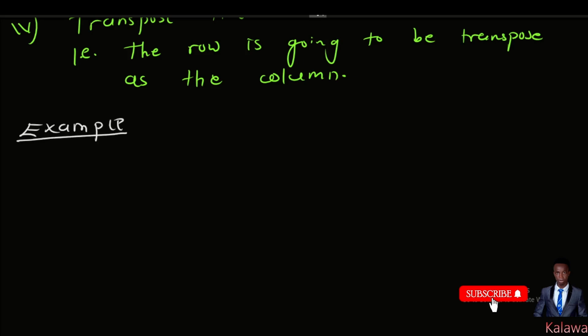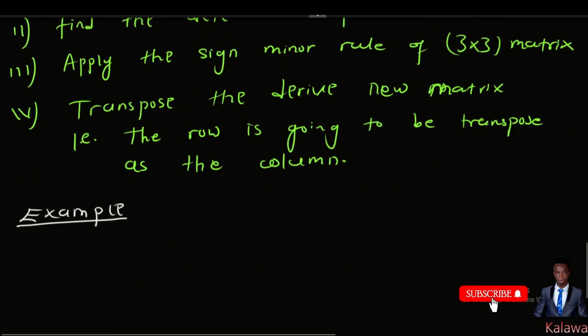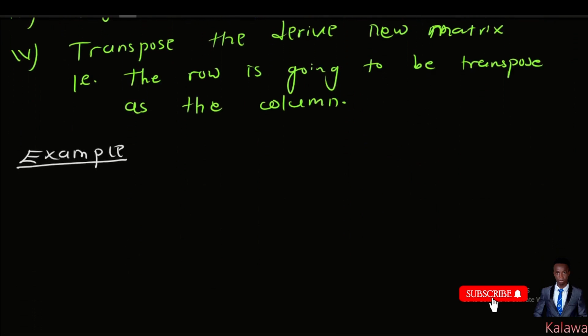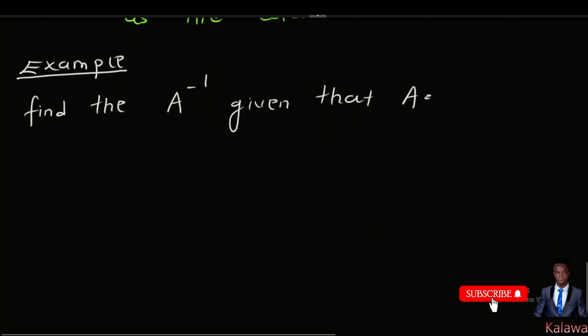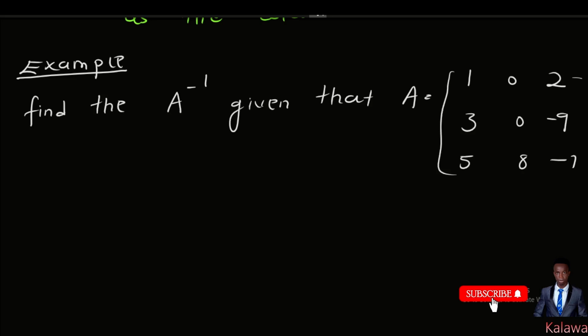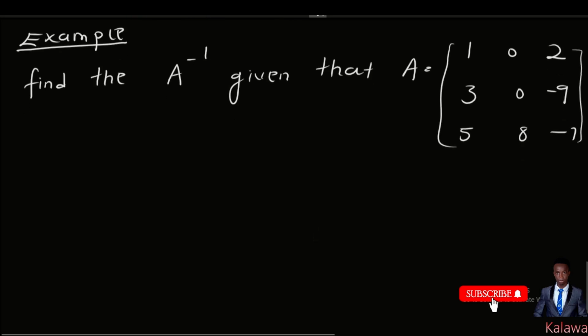Example. From this example, we are going to follow all these 4 steps and determine the determinant of a 3 by 3 matrix. The example is saying, find the determinant of A, given that A is equal to 1, 0, 2, 3, 0, minus 9, 5, 8, minus 1. So this is the example. Solution.